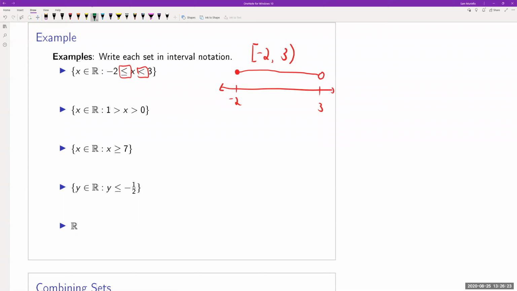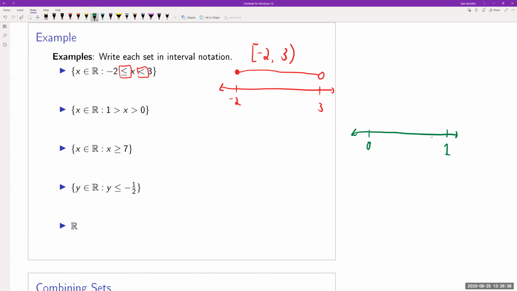Same deal with the next problem. Now, one very important thing we need to look at here is that my numbers are backwards. 1 is larger than 0. So I'll need to make sure when I'm thinking about my notation and my number line, I put everything in the proper order. 0 and 1.